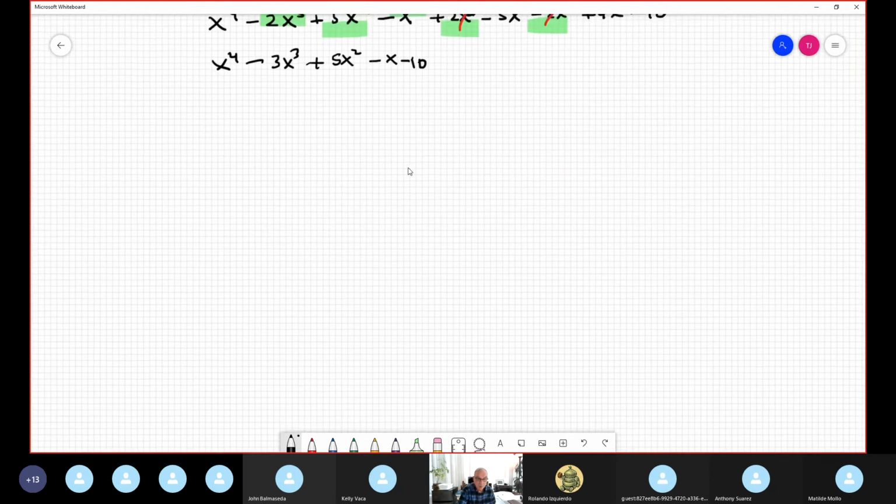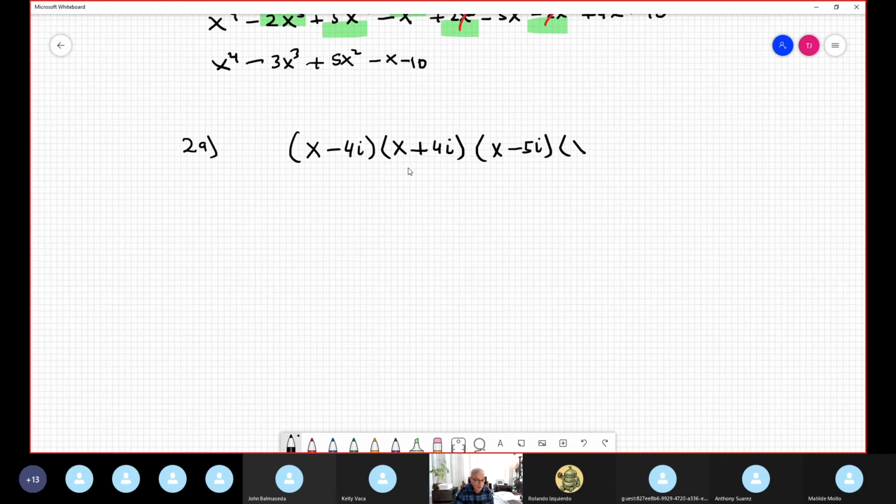29. Okay. The factor in 29, wow, it's pure imaginary. So the pure imaginary say is 4i and negative 5i. Entonces the multiplication is x minus 4i, x plus 4i, x minus 5i, and x plus 5i.